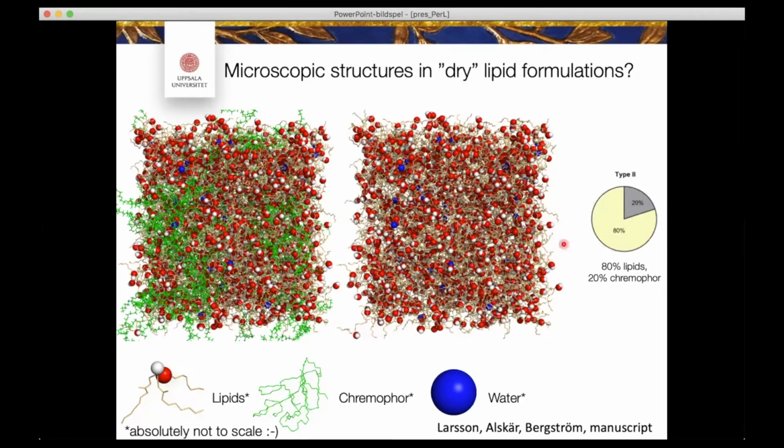So this is a type 2 lipid-based formulation. Again, the majority of the components is lipids, and then we have another 20%, which in this case is chemophore, this molecule over here. It's essentially a polyethoxylated oil molecule. What you see here are snapshots of the simulation after a few hundred nanoseconds. These are identical images, except in the right one we have removed the chemophore for clarity.